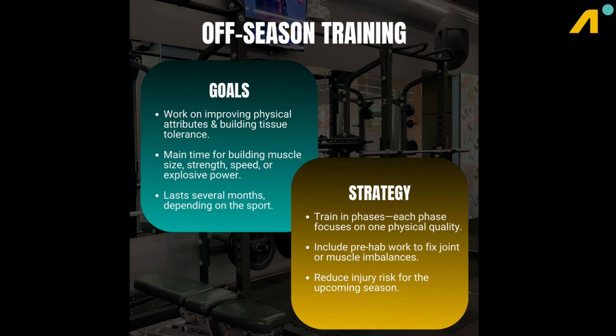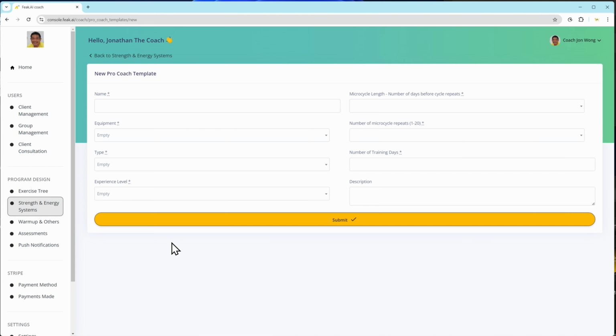Every few weeks we change the main goal that we're focusing on while trying to maintain as much of the previous gains that we had from the previous phases. Now let's jump into the FEAK software and I'll show you how to design a 4-week off-season phase for an athlete. So in FEAK, today we'll design a functional hypertrophy phase for the off-season.